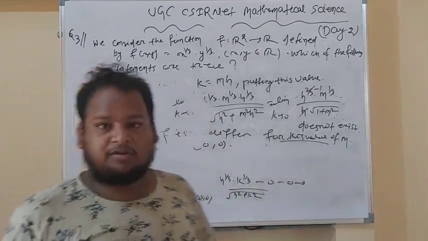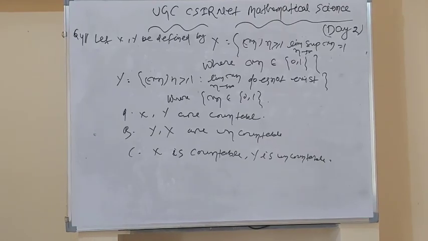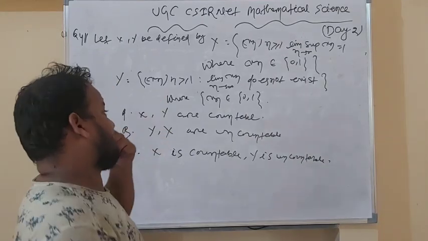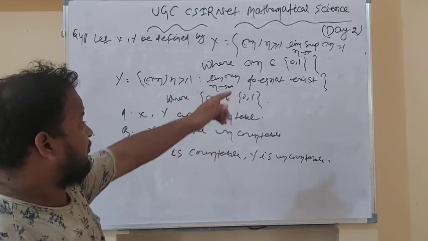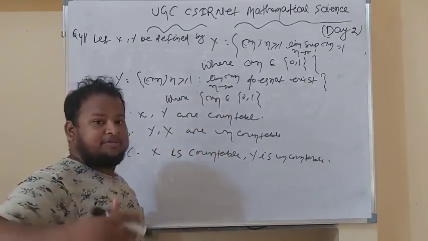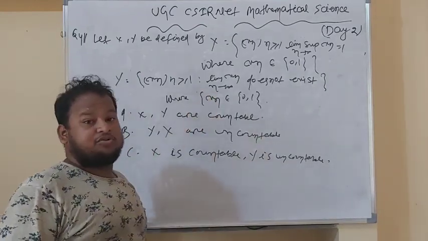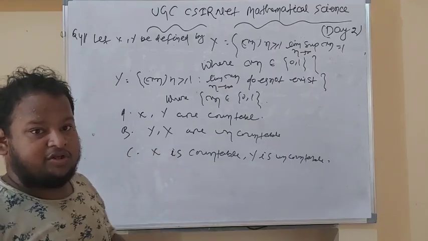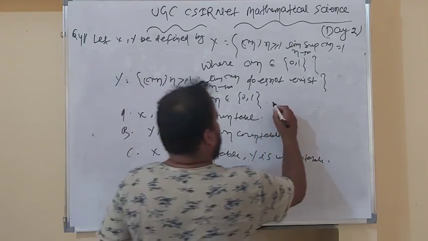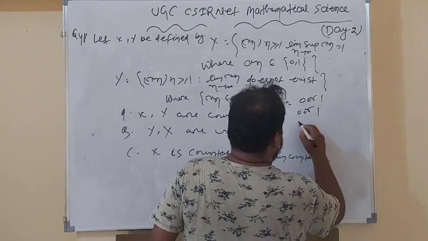Going to the next question. This is a very important topic. Let x_n be defined by a sequence, n greater than 1, with limit supremum of x_n as n tends to infinity equal to 1. We take a sequence in which the limit points are 0 and 1, a sequence like 0, 1, 0, 1, 0, 1.